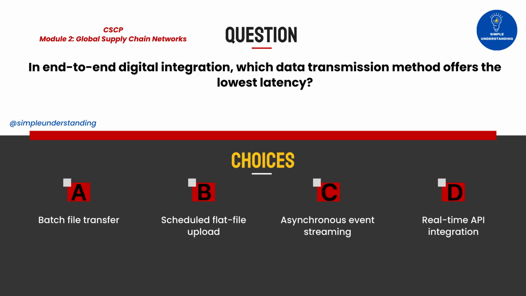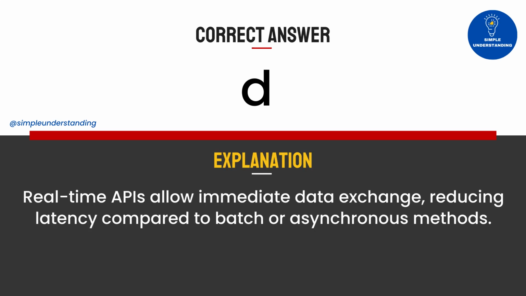6. In end-to-end digital integration, which data transmission method offers the lowest latency? A. Batch file transfer. B. Scheduled flat file upload. C. Asynchronous event streaming. D. Real-time API integration. Correct answer, D. Explanation. APIs allow systems to exchange data instantly, enabling real-time decisions and reducing information delays.